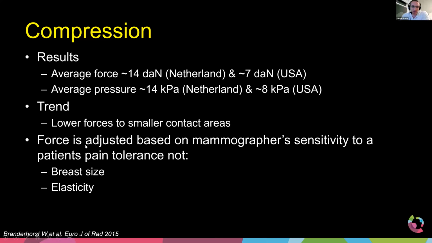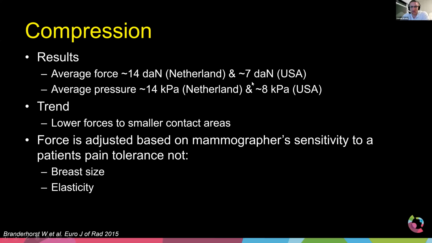The results of this publication: the average force was 14 decanewtons in the Netherlands, so between 11 and 20, that's great, right? In the US it was actually 7 decanewtons. So here in the US, we were not compressing nearly as much. The average pressure was 14 kilopascals, and in the US, it was 8 kilopascals. So the trend was lower force to smaller contact area, which I mentioned. And the force is adjusted based on the mammographer's sensitivity to the patient's pain, not to the breast size or elasticity.